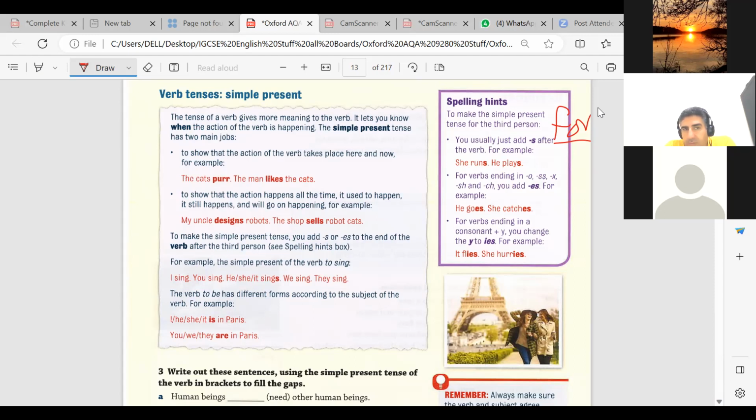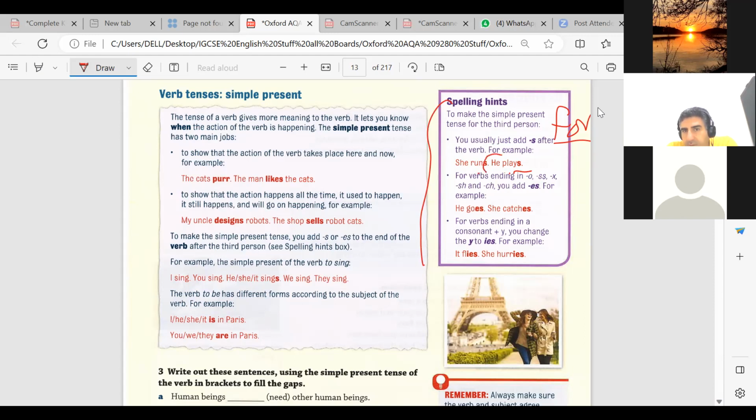What about the format? For the format, just write the main verb with the first and second person pronouns. But you must write S or ES if you have a third person singular pronoun. Like what? Like he, she, it. You should write S. Please, spelling hints. Read this, please. Usually just add S after the verb. She runs, he plays.